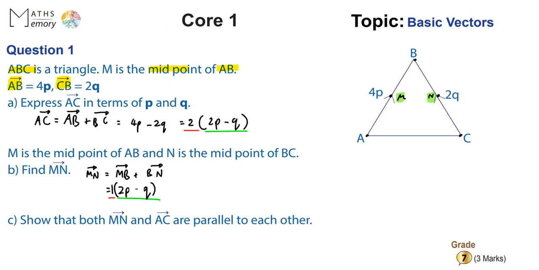parallel lines. And now we're getting into part C, parallel lines. Show that both MN and AC are parallel to each other. So parallel basically means two lines that share the same direction. And direction basically means the things in the brackets, to cut it short, okay? So what I'm trying to do is find these two separate vectors, MN and AC, and show separately that they both have the same bracket, okay? The bracket means same direction, all right? Or same gradient, if you think about it in linear graphs.